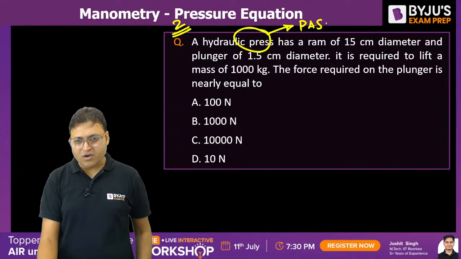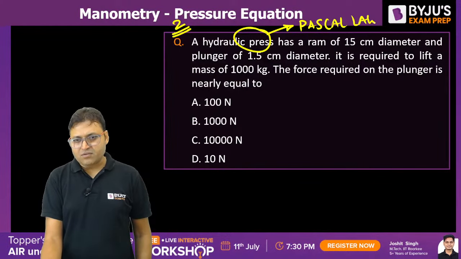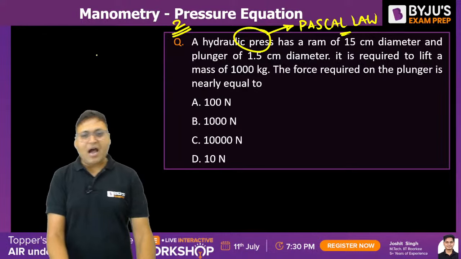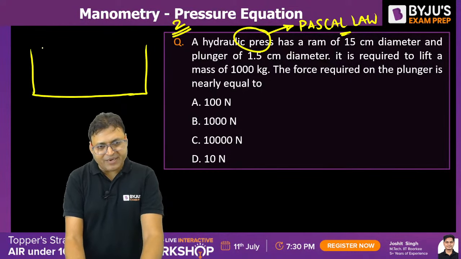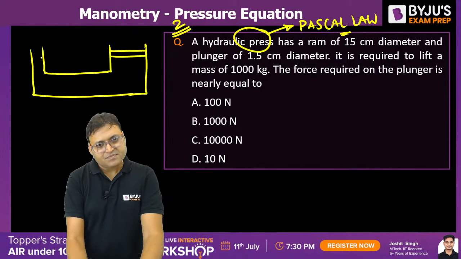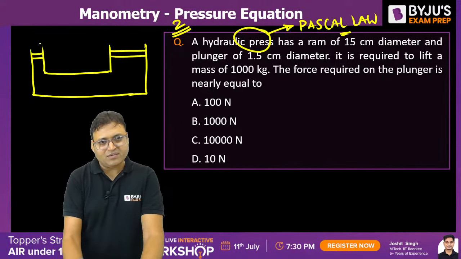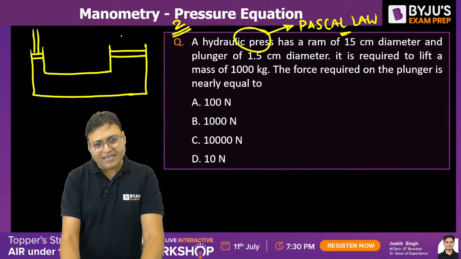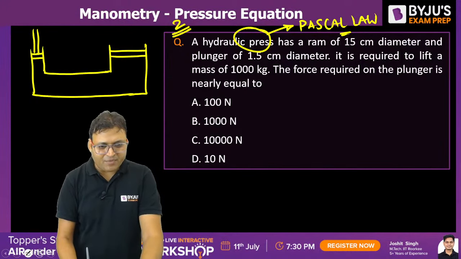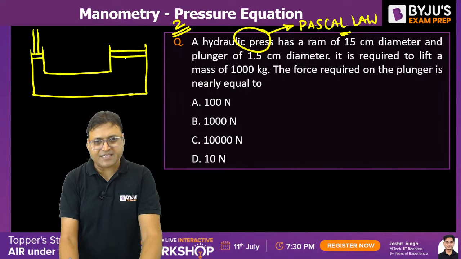It is based on Pascal's law. So how does the hydraulic press work? There is a static liquid in an arrangement. There is a plunger and there is a ram. The area of the ram is large and the area of the plunger is small. This is the piston. And here heavy objects can be lifted easily. That is how it works.